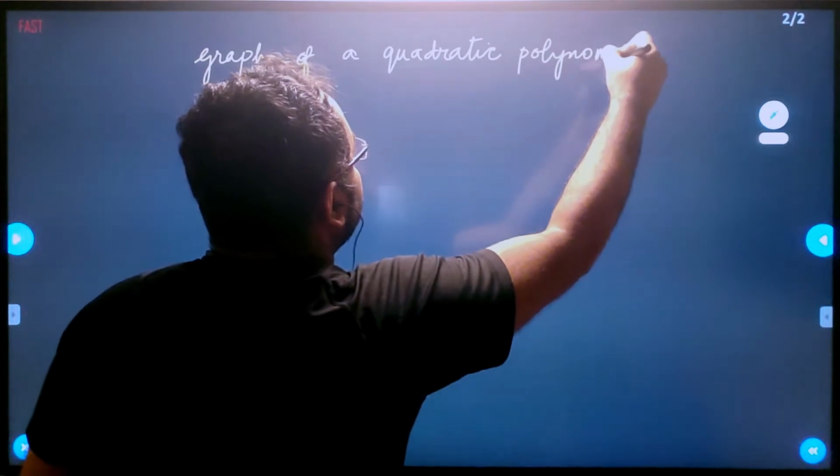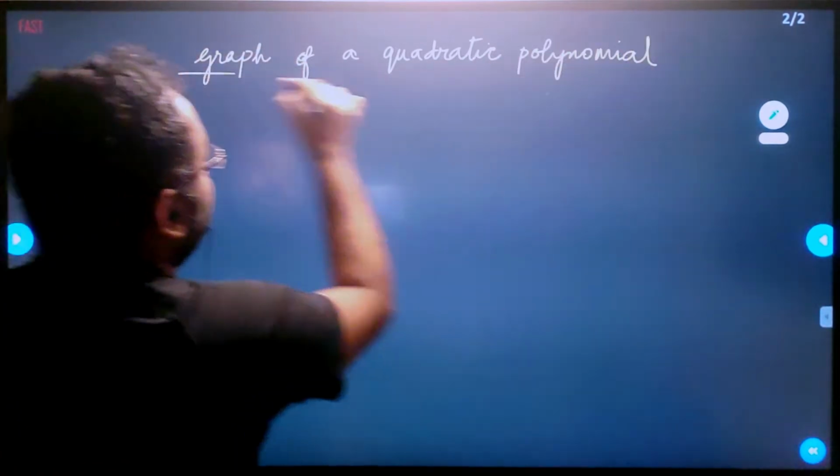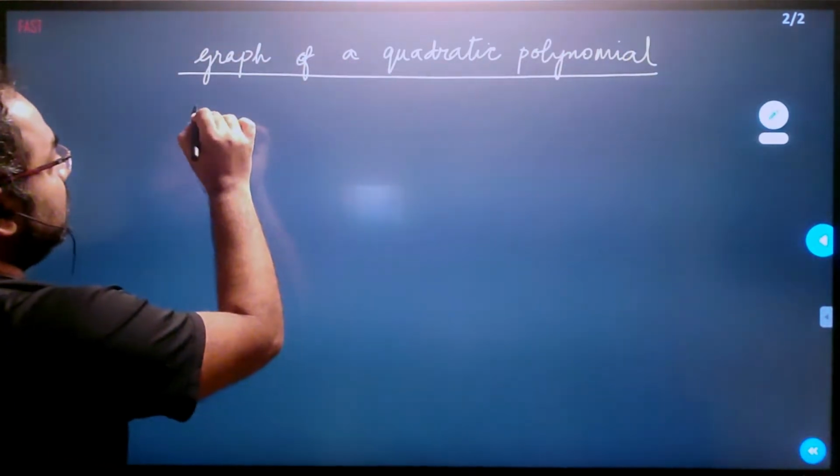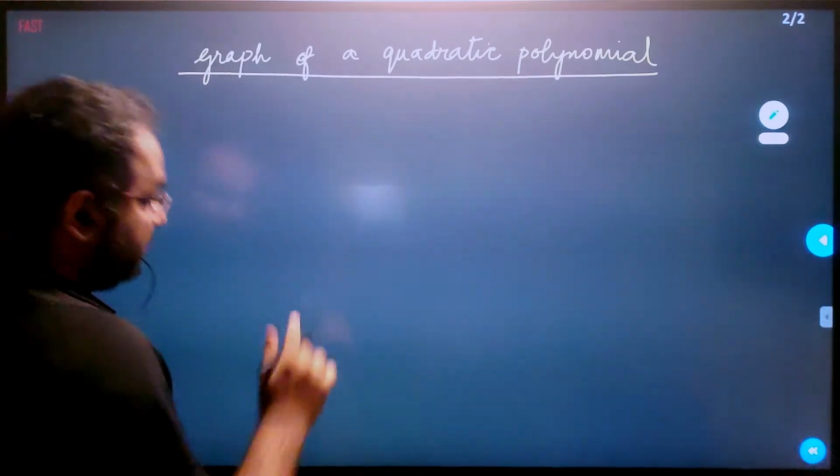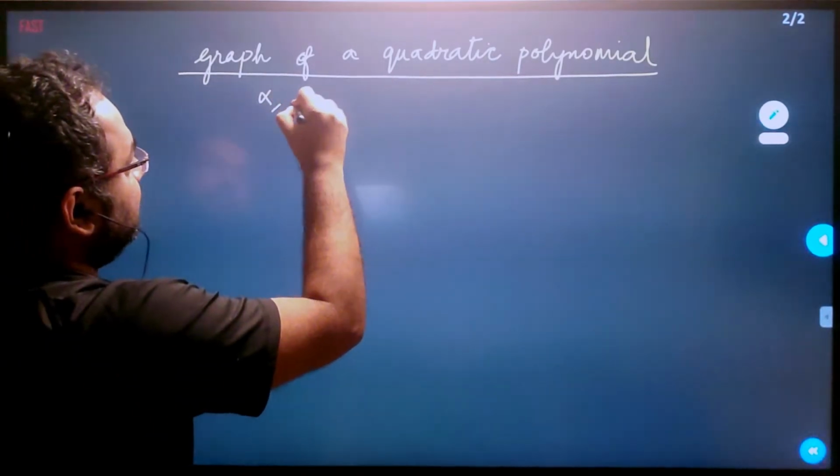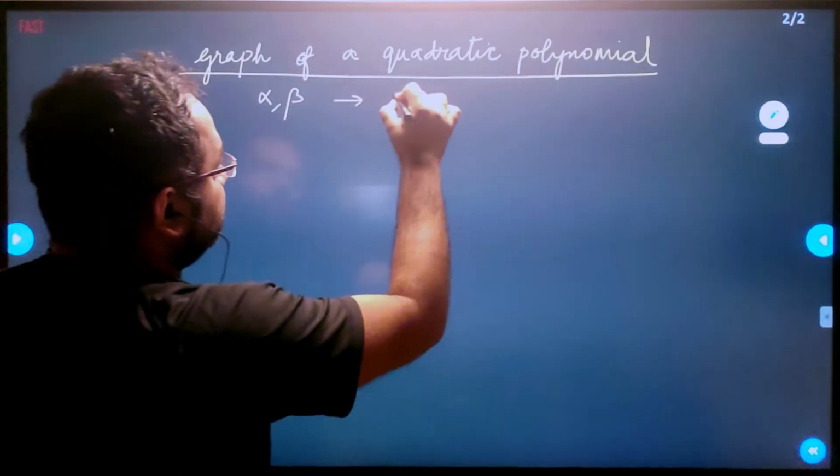Now let us try and understand how this is going to work. Now, we know that a quadratic polynomial has two zeros, which we just derived. The first one is called alpha, the second one is called beta. These are my two zeros.